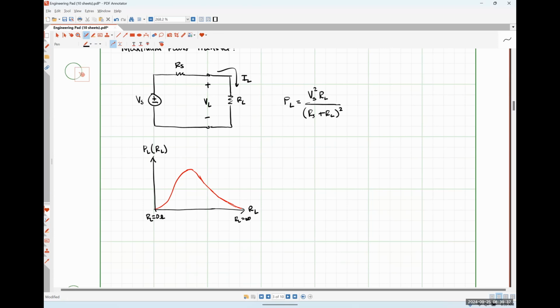Because if there's no current flowing through our load, we know that there shouldn't be any power absorbed by our load either, okay? So this graph effectively runs the gamut from a resistance of a short circuit all the way out to a resistance of an open circuit and everything in between, okay? So we can make a couple of observations here.